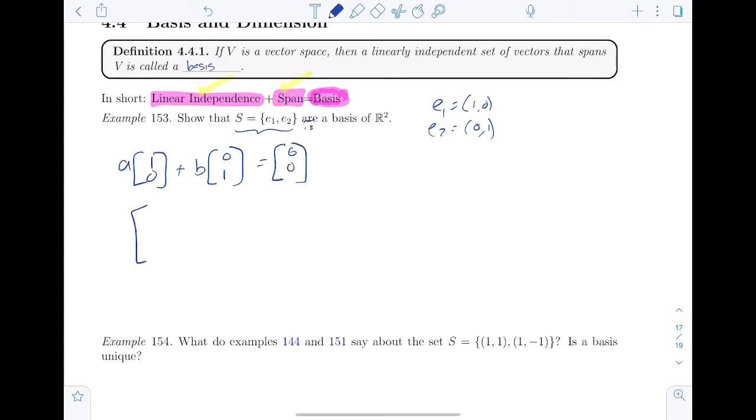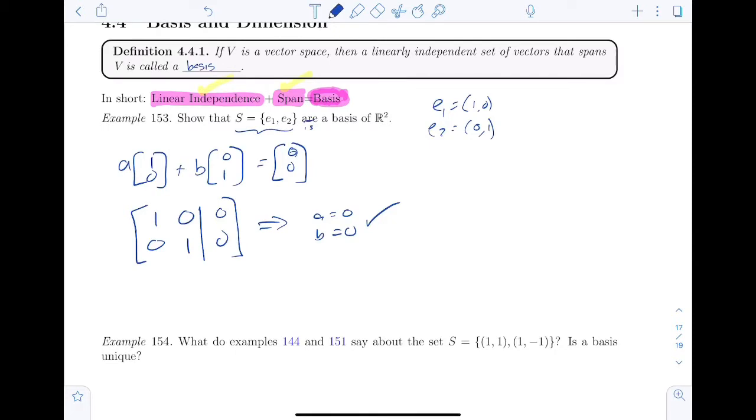When we row reduce this thing, it will look like something very magical because it's already done. Oh, it's already done. Look at that. So this implies that A equals 0 and B equals 0. Okay, so that means the trivial solution is the only solution, and so therefore they are linearly independent. Okay, so linear independence done.